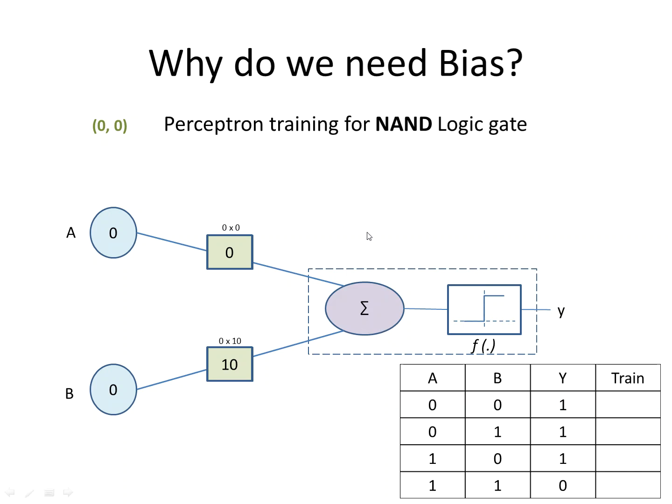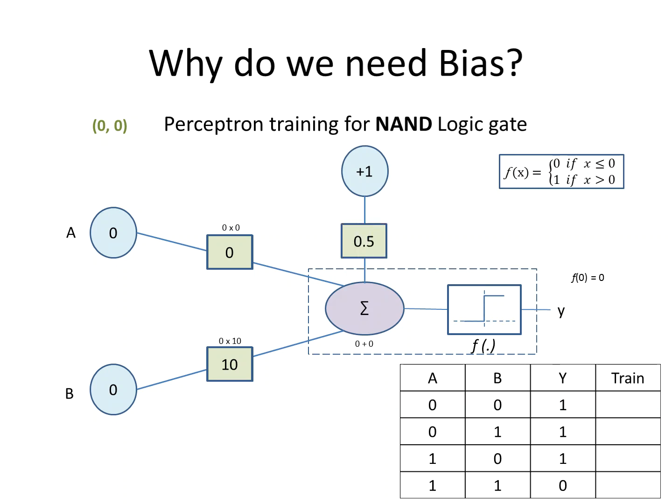So for that we see that a bias will be needed. Here is the bias that I provided, and randomly I have taken a weight of 0.5. Earlier, with just two inputs and synaptic weights of 0 and 10, the output was 0. But in this case, if we take a bias, the summation will change, and it will give me the output as 0.5.